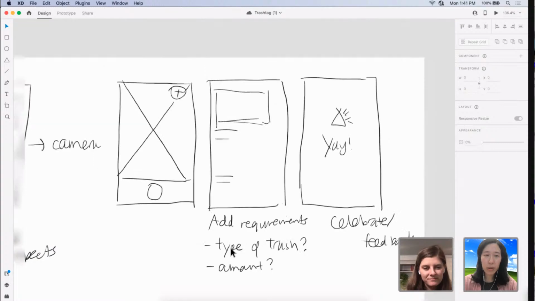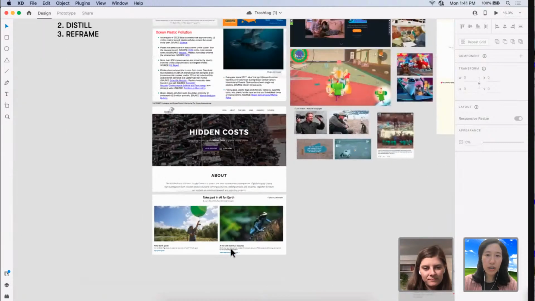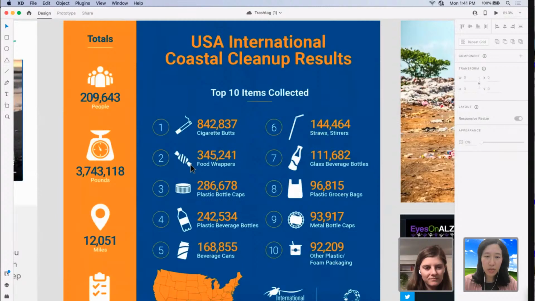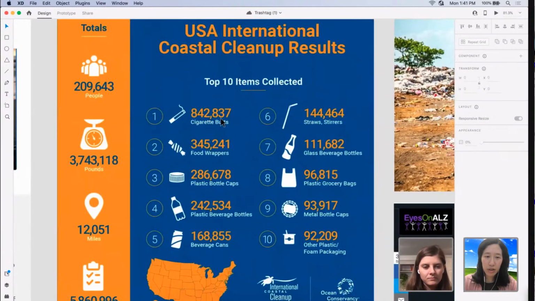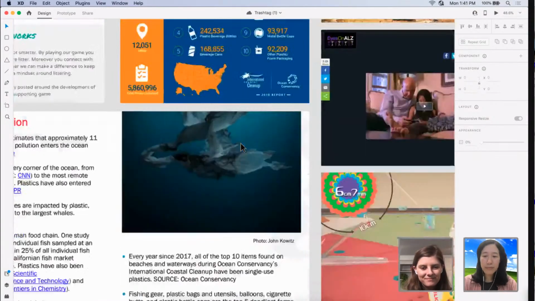We know from what we were looking at for research that the most common types of trash were cigarette butts and these different things. So I just want to focus on what's most common. I don't want to go overboard and include 50 different types of trash, because that's way too much thinking for the user to do. Just want to keep it simple.